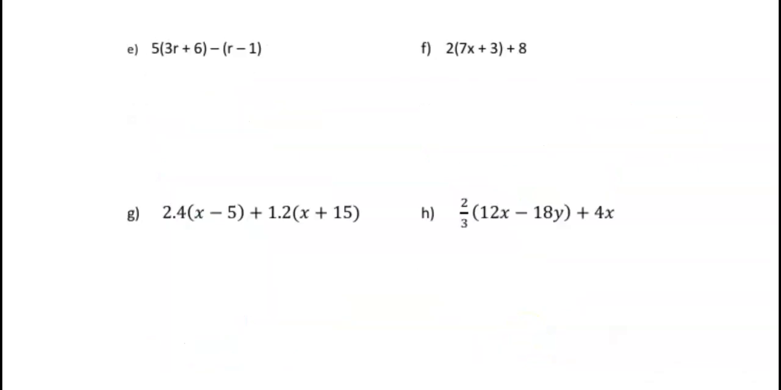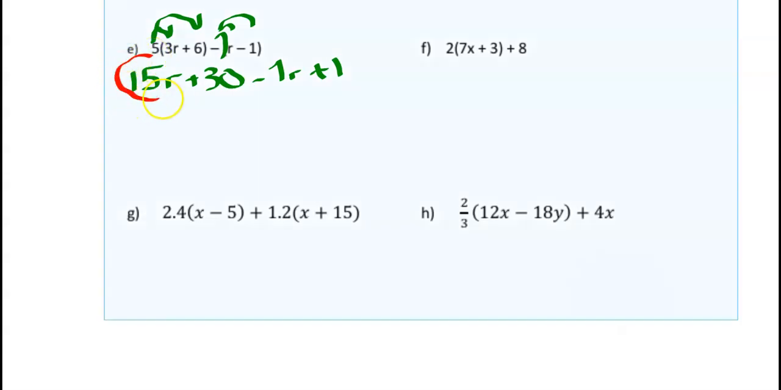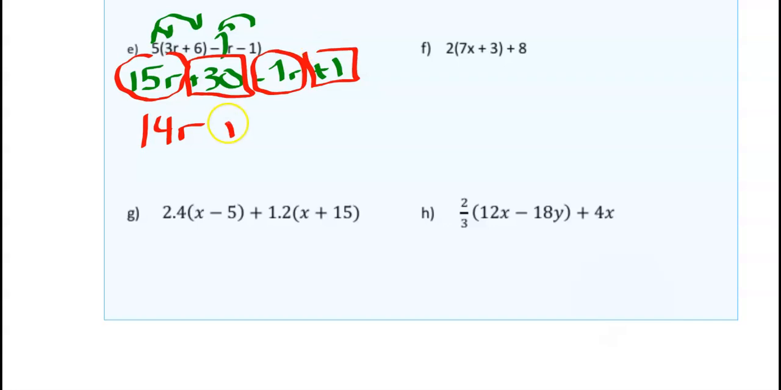Again, in question letter E, I do not see a number in front of my set of parentheses, so I put the 1 there, and now we start doing your distributive property. Once you've distributed, you combine your like terms. The ones with the r gives us 14r. The ones without gives us plus 31. On to the next question.